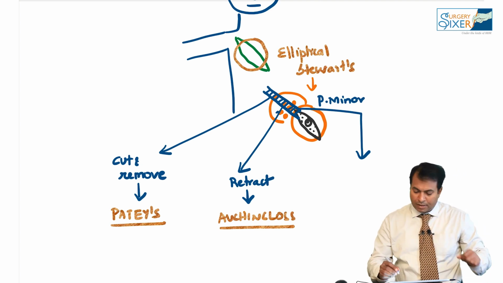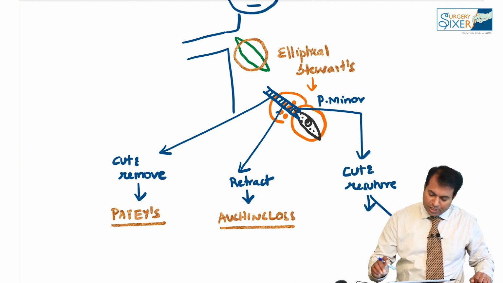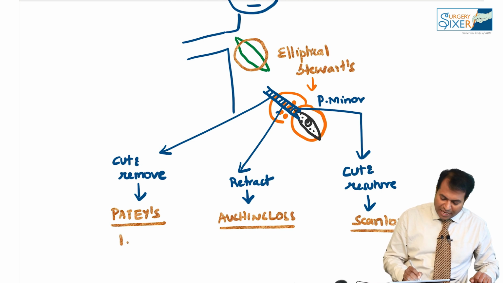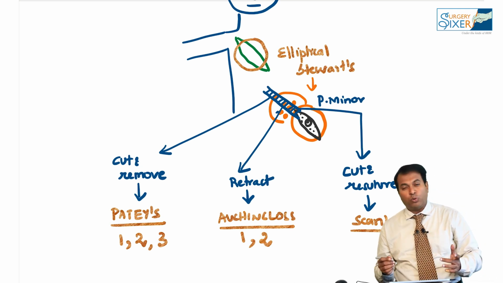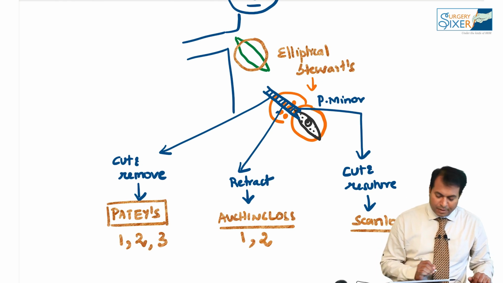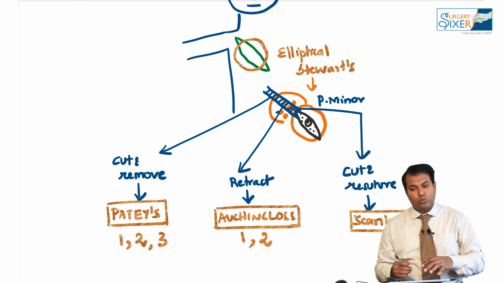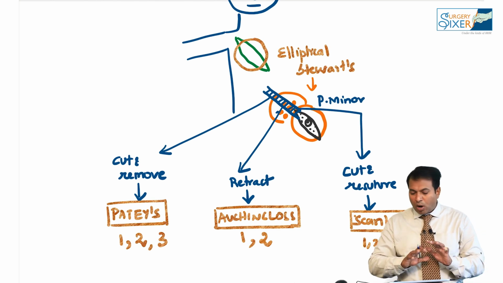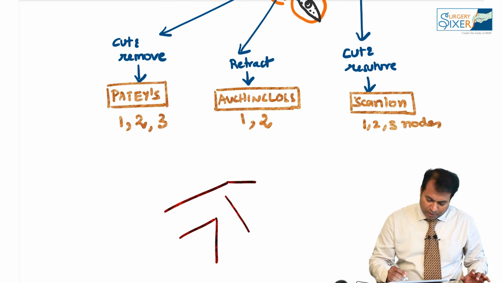Then cut and resuture is Scanlon. So in Patey's we can remove level 1, level 2, level 3 nodes. In Auchincloss we can remove only level 1 and level 2 nodes. We cannot remove the infraclavicular nodes. So Patey's, and in the Auchincloss modification only levels 1 and 2. In Scanlon we can cut and resuture, and remove all the nodes, levels 1, 2, 3. So now all the nodes are removed and surgery is completed, and the patient is going for closure of the skin.